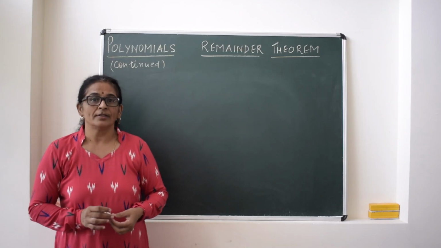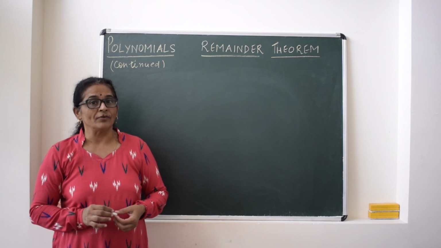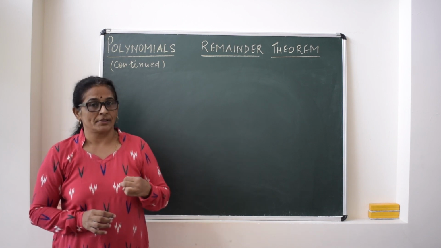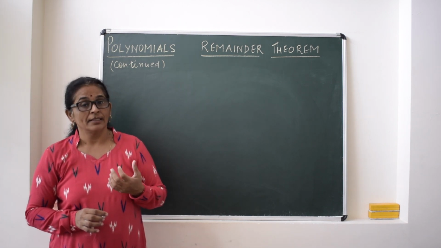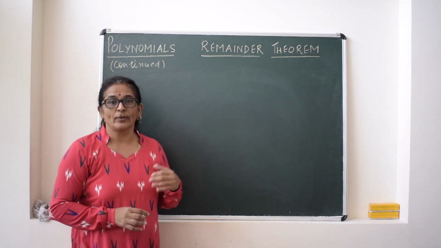In this lecture, we will learn about the remainder theorem. The word remainder is connected with the process of division. If we take two numbers and divide one by the other, then it gives us a quotient and a remainder. Let's take one example.